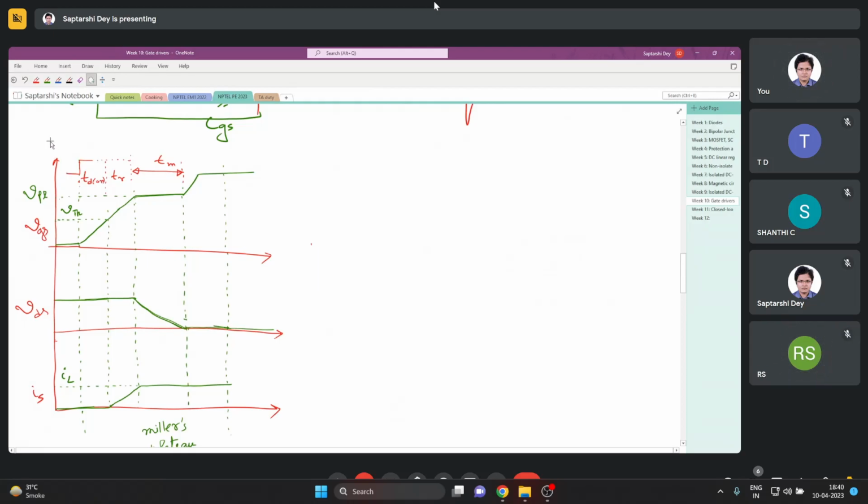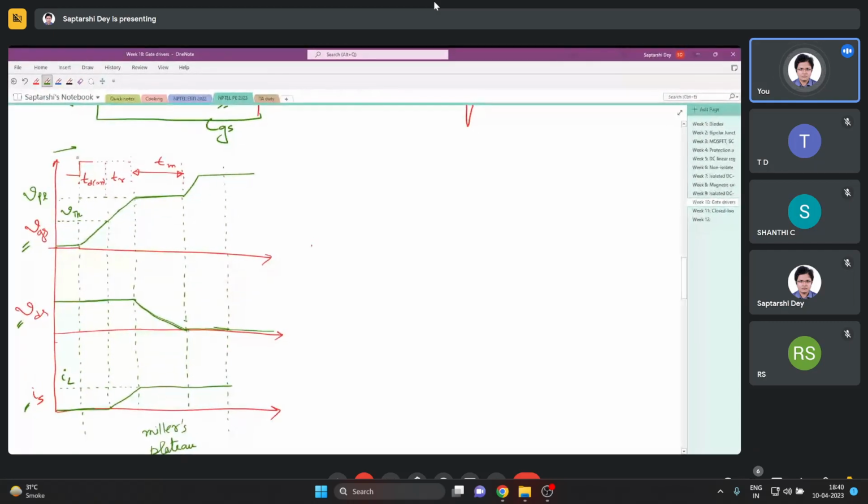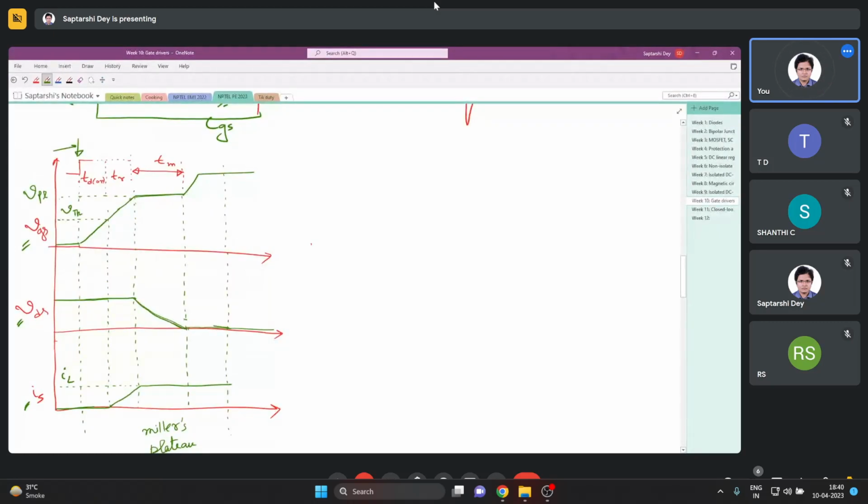So you can see there are three waveforms here: the VGS, the gate to source voltage, the VDS, the drain to source voltage, and the source current, or switch current, drain current. Now you see, it was off till now, say here, and this is the point where we are giving the gate pulse.